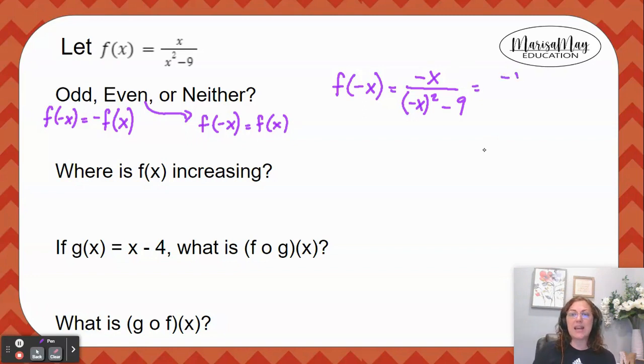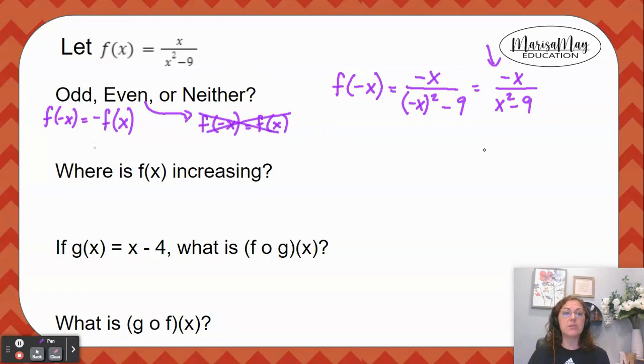So on top, got to keep that negative, but on the bottom, negative x times negative x, which is the same as negative x to the second, is going to give me x to the second minus 9. So I know that it's not even because this function is different than the original. So I know even is out.